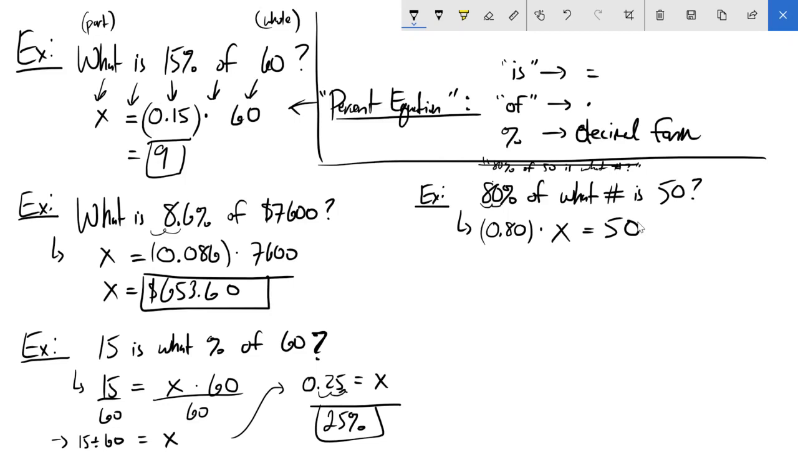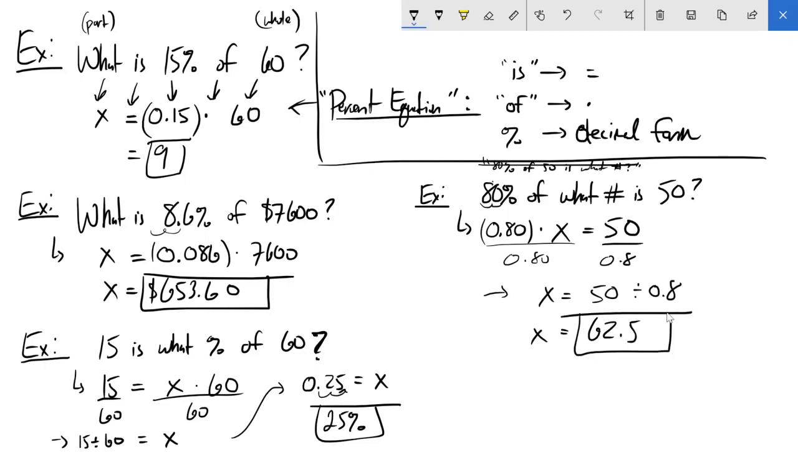Right? So then to solve this, what are we going to do? We would end up dividing, and we're going to divide by the decimal. So our answer is going to be 50 divided by 0.8. Right? And then what does that give you? 62.5.